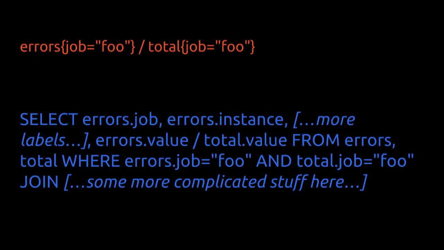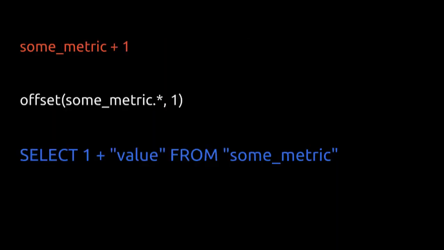So in a SQL thing, this is super weird, right? You have to, again, select all those labels you want. Then you have errors.value divided by total.value from errors where errors.job is foo and total.job is also foo. And then you're in some kind of complicated join statement. You have to join up all those same label sets, right? So this is all explicitly formulated in a SQL-like language, super natural in PromQL.